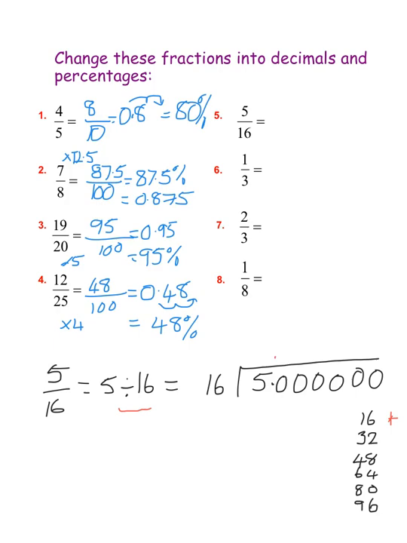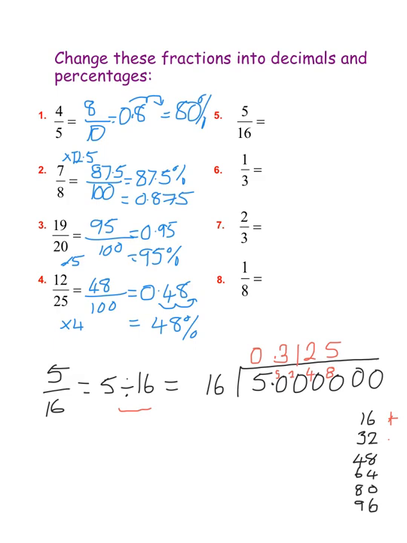So I say 16 into 5 doesn't go, so I carry over my 5. And 16 into 50, well, here goes 1, 2, 3 16s are 48, and that gives me a remainder of 2. 16 into 20 goes once, and that gives me a remainder of 4. 16 into 40 goes twice, with a remainder of 8. And 16 into 80 goes 5 times exactly.